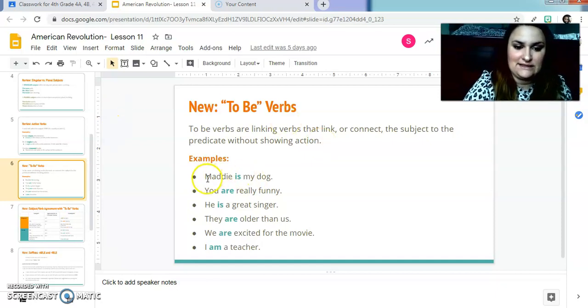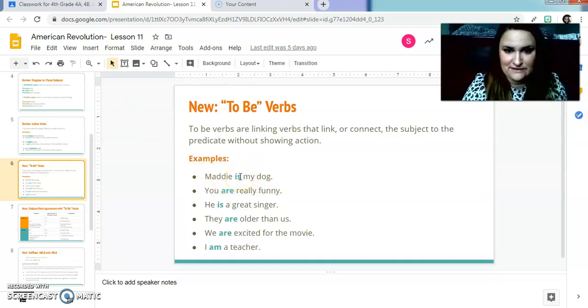So in this sentence example, Maddie is my dog. The is connects Maddie and my dog, but is is not something she can physically do. She just is my dog. That's something she's being, my dog. So all of these are examples of to be verbs. We use them all the time. You just probably haven't thought about it before.